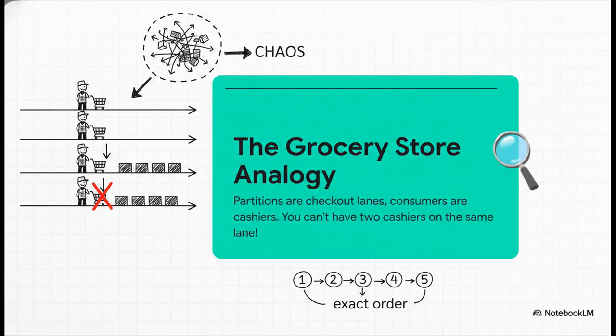And if you think about it, this makes total sense. It's like a grocery store, right? The partitions are the checkout lanes, and your consumers are the cashiers. You just can't have two cashiers ringing up items at the same register. It would be total chaos. This rule prevents that mess. And way more importantly, it's what guarantees that messages inside a single partition get processed in the exact order they showed up.